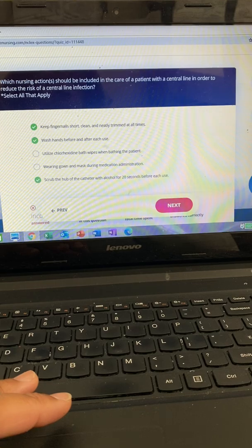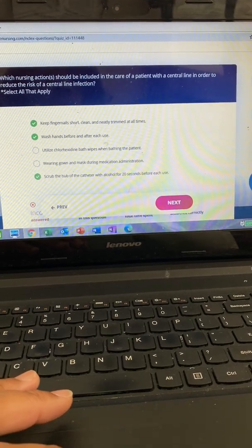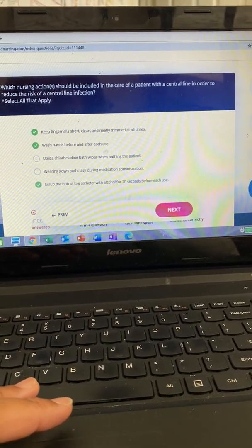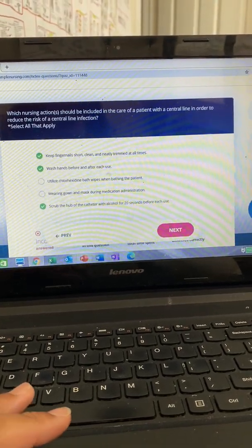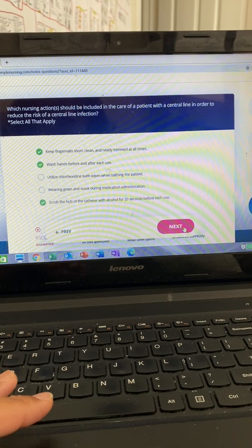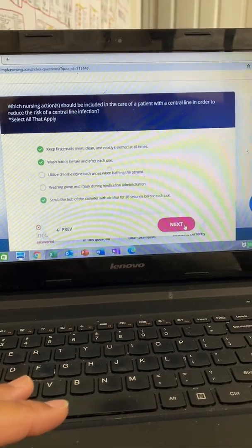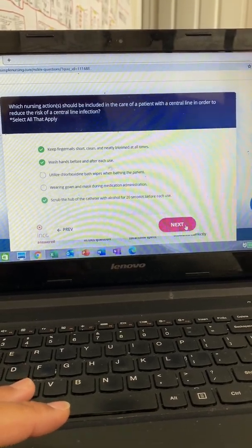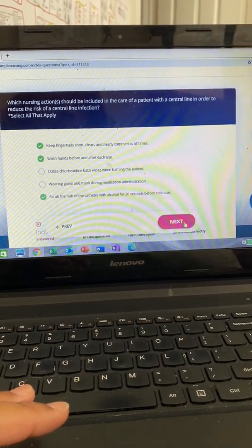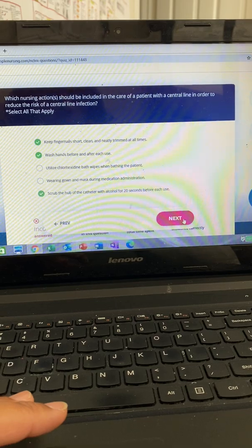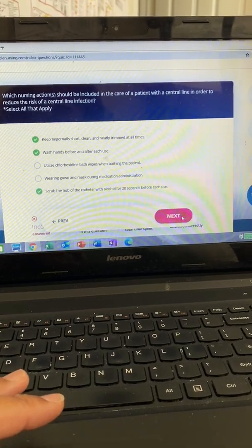Now option number 4 is also incorrect. A gown and mask are not needed when you're giving meds because we don't have any isolation precautions here. And option number 5 is correct here. We want to prevent the spread of infection by cleaning the catheter hub for a minimum of 15 seconds for any central line. So guys, 15 seconds, big NCLEX tip. Okay, that wraps it up.